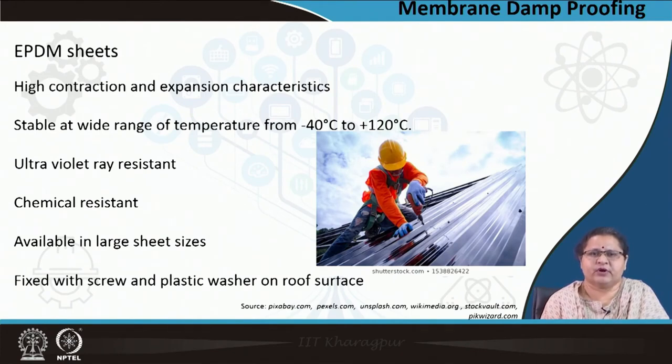But the important point is these are stable at a wide range of temperature. You may see it is minus 40 to 120 degree centigrade. It is resistant to ultraviolet rays of the sun. So, if it is kept exposed for years together with a very wide difference in temperature, this kind of sheet will stay. It is also not having any chemical reactions.